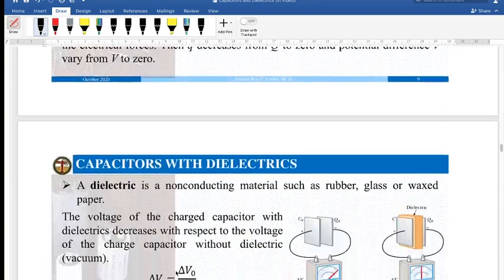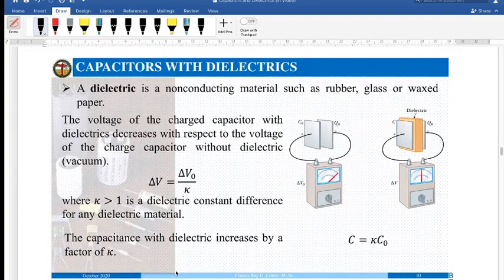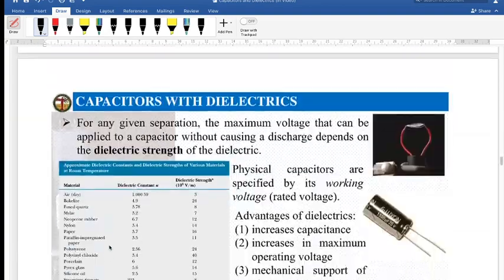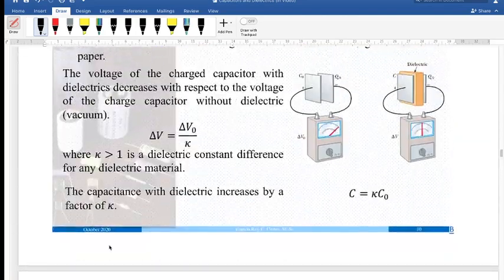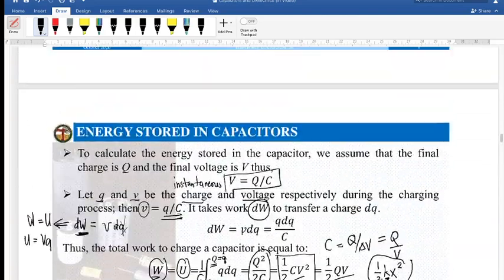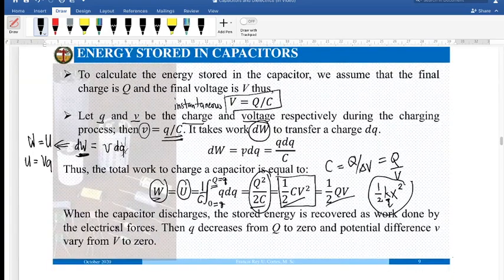So let's just move on to capacitors with dielectrics. The capacitors we have here, the ones above, are capacitors whose inside is a vacuum.